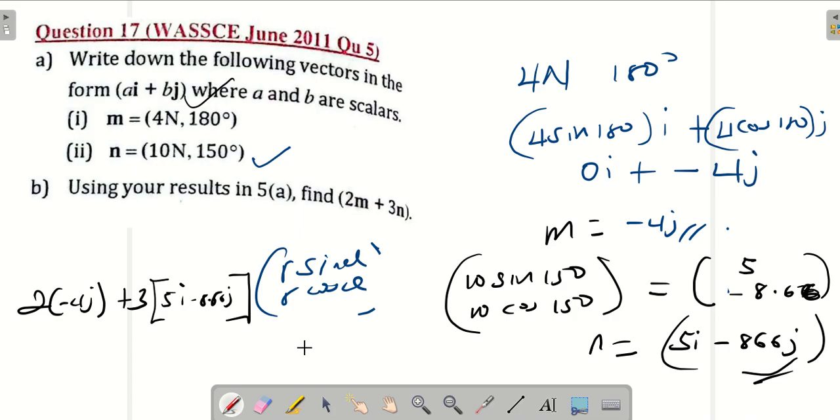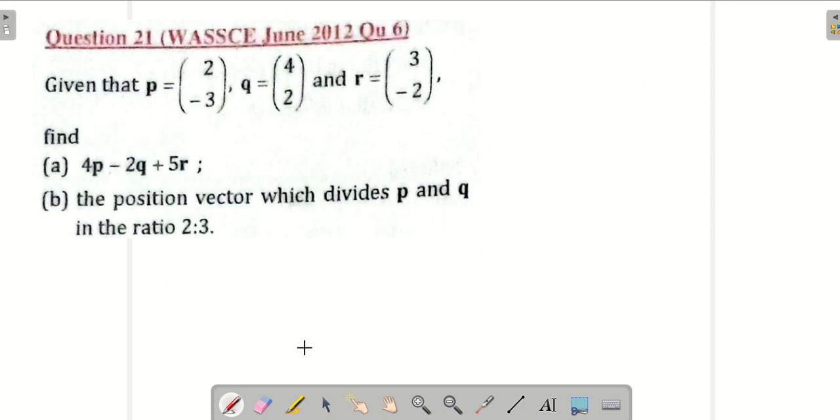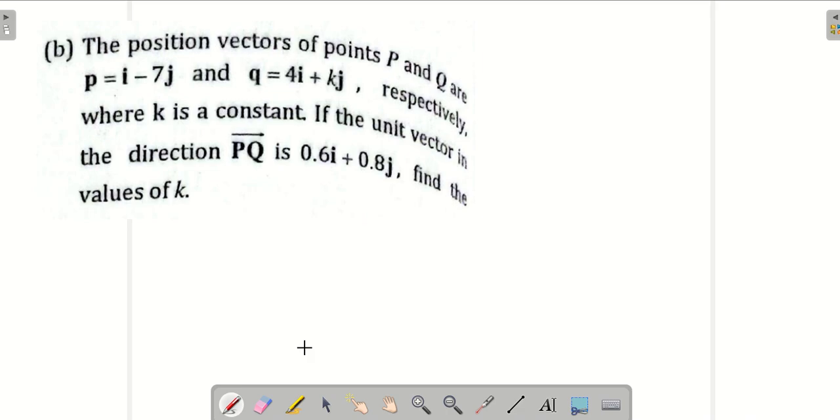Okay, so what is the time? 6:25. Okay. Now, if I project, just glance through and tell me if you can solve, then I can move on. Can we solve this one? We have done the ratios. I believe you can solve this one. The position vectors of points P and Q are these respectively. If the unit vector in the direction is this, find the values of K. Solve this one.